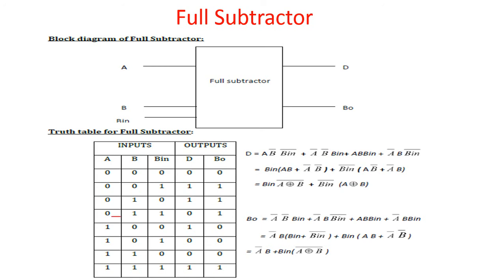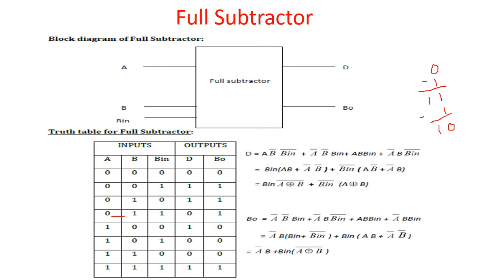For example, for this one, 0 minus 1, difference is 1 and borrow is 1. Again we are subtracting with 1, so the difference is 0 and borrow is 1. That's what this is: difference is 0 and borrow is 1.